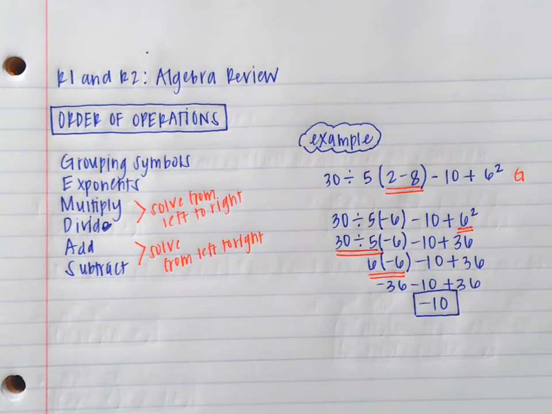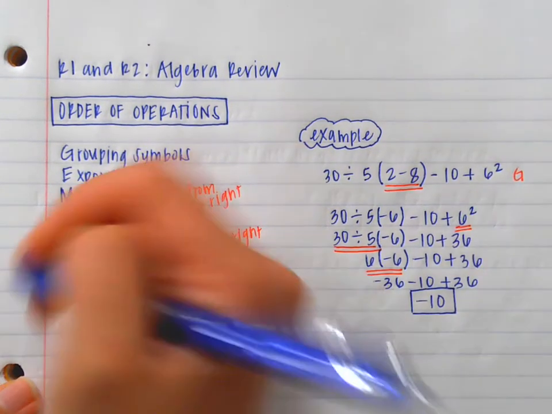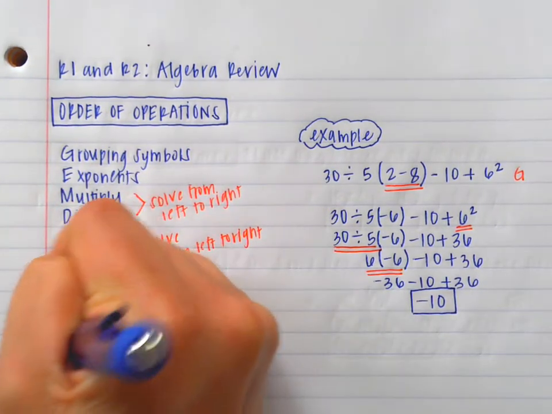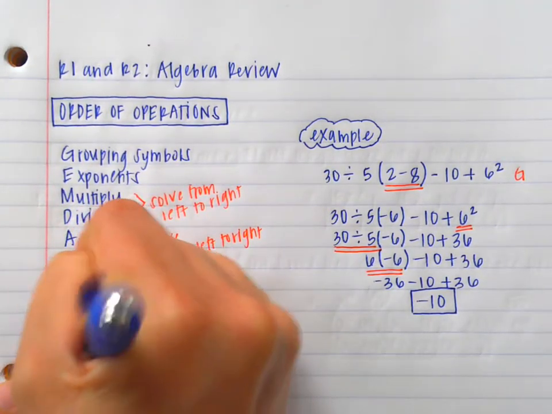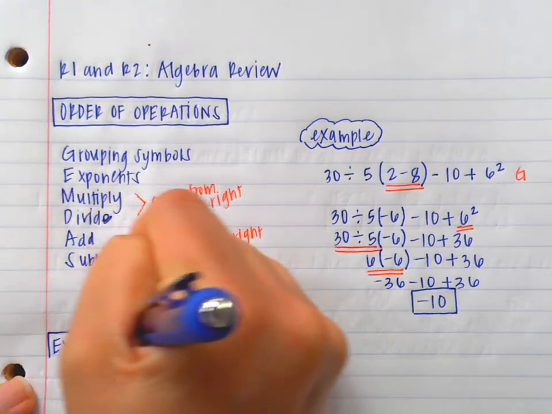And there you have it. So that is our order of operations example. I'm going to continue on, and I am going to talk about exponents. Okay. So this should be a review of Algebra 1.